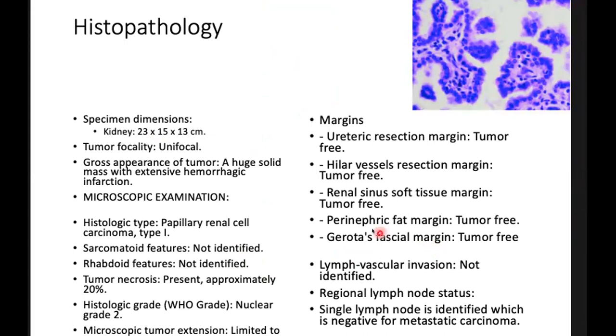and you see that this is a nice pathology report, which not only looks at the tumor focality, it was a unifocal tumor, as you can also see on the CT scan, but also the histological type, to see if there are any sarcomatoid features, which is one of the risk factors, rhabdoid features, again a significant risk factor, the tumor necrosis, the WHO grade. See, this is the WHO grade, the ISUP grade, which I was talking about. Microscopically, it was limited. The margin status, all the margins need to be defined so that we know that we have done an R0 resection. And although this is a metastatic disease, the lymph node was removed, and lymph node metastasis was also not observed.